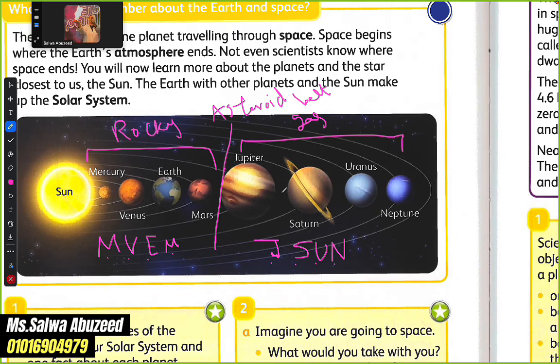End of case. So we have Mivam: Mercury, Venus, Earth, Mars, inner planets, rocky planets. And we have the gas giant planets, which is J sun: Jupiter, Saturn, Uranus, Neptune. And in between Jupiter and Mars is the asteroid belt.